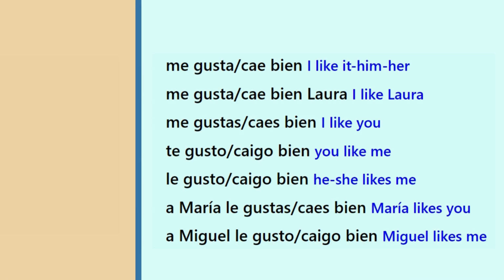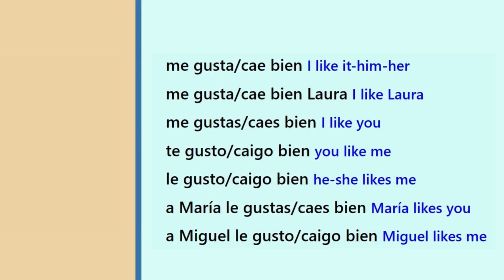And next, you like me. So I fall well to you. I'm pleasing to you. So te gusto, te caigo bien. You like me. He or she likes me. So I'm pleasing to him or to her. Le gusto, le caigo bien.